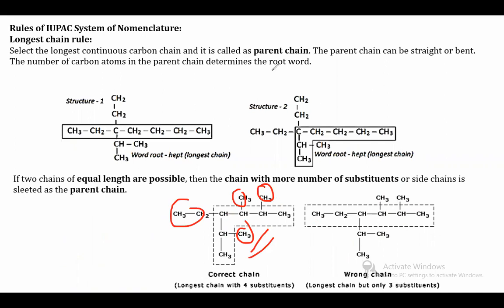If the two chains are of equal length, then the chain with the greater number of substituents should be considered. Are you getting? So this is the correct one, not this one. Okay, so you need to consider the long chain. If both have the same number, you need to consider the one which has more substituents.